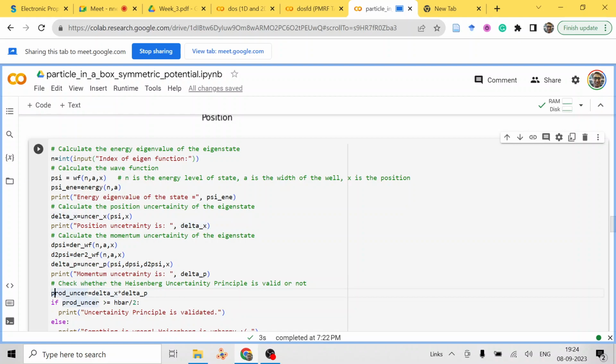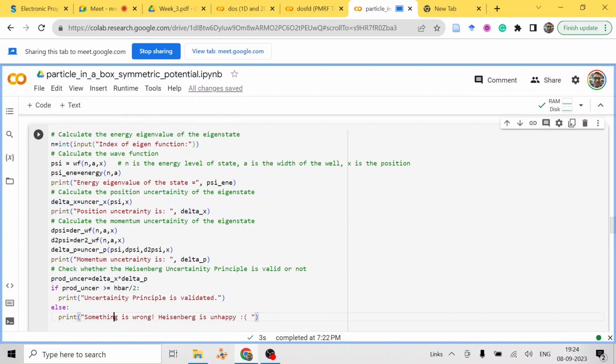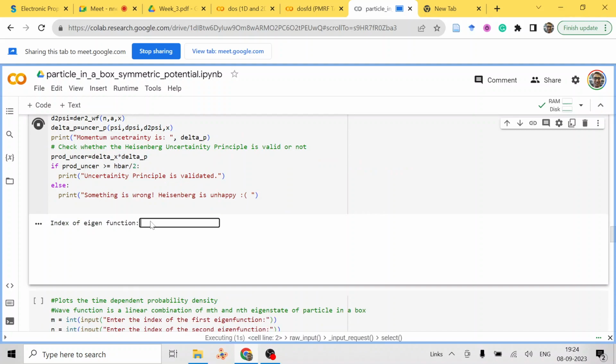And then this part of code checks whether the Heisenberg uncertainty principle is valid or not. If it's not valid, we are doing something extremely wrong. So here it takes the product delta x times delta p, and checks that the product is greater than or equal to h bar by 2, and if it is, then the uncertainty principle is validated, or if it is not, then something is very wrong. Heisenberg is unhappy. Hopefully we will never get this kind of comment. If this conditional statement triggers, then we have done something really wrong in defining our problem.